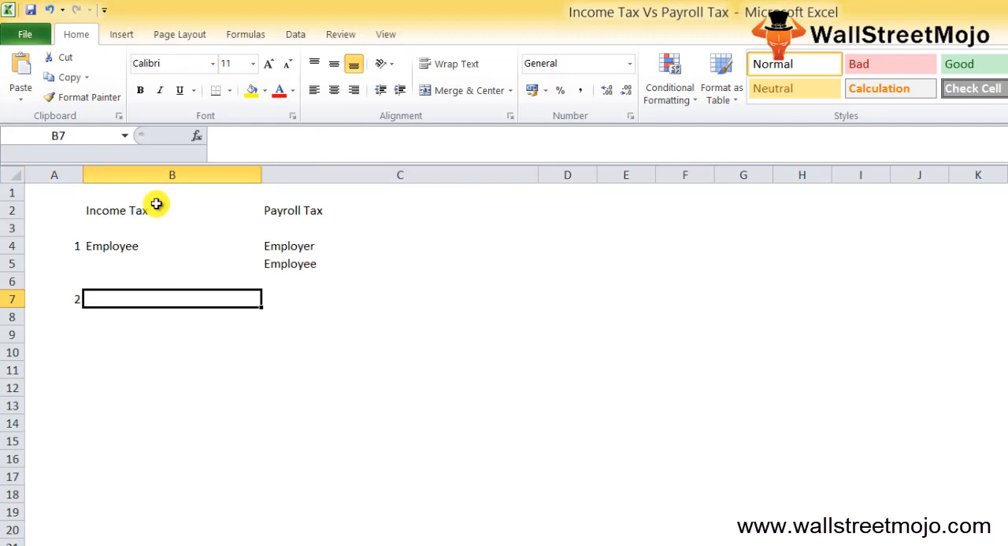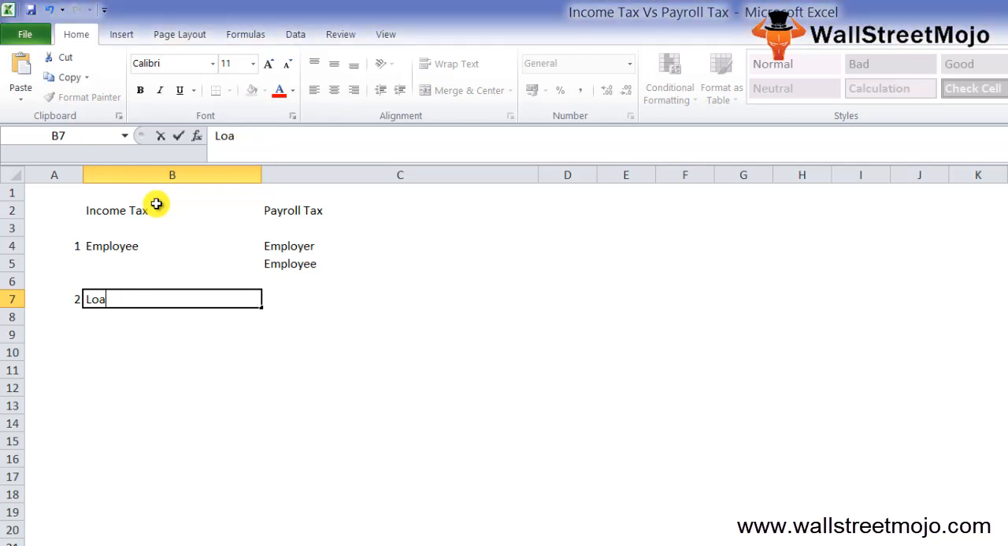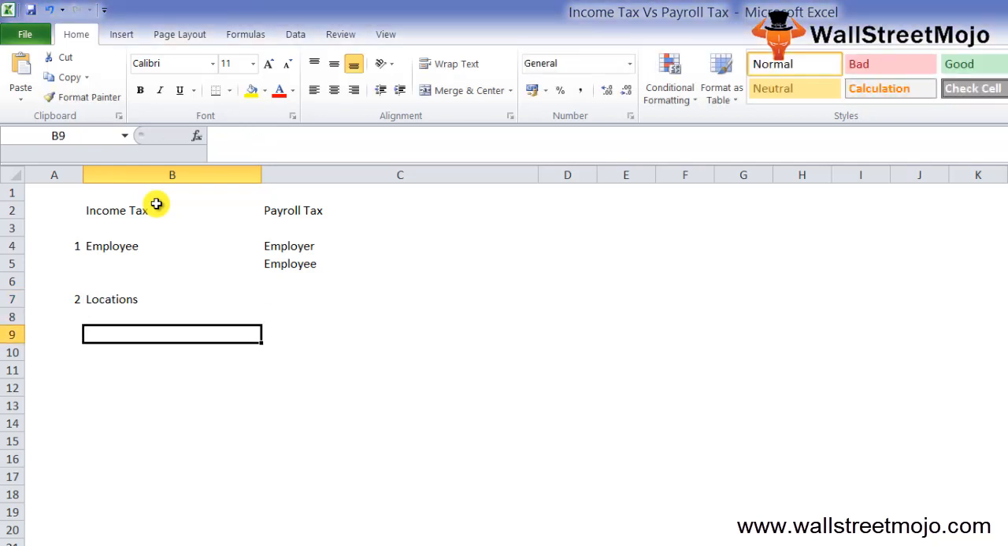Income tax basically consists of taxes that employees pay for their location: local tax that is paid for the locality where you stay, the state tax that you pay for the state that you live in, and the federal tax for the government. The payroll tax consists of taxes like medical care tax, unemployment taxes, social security taxes, and so on and so forth.